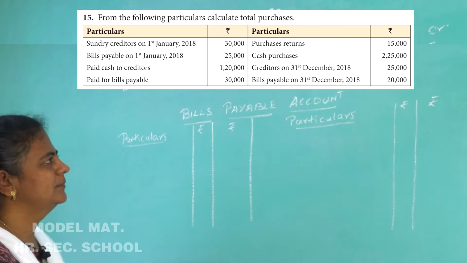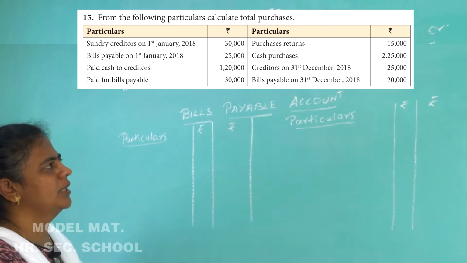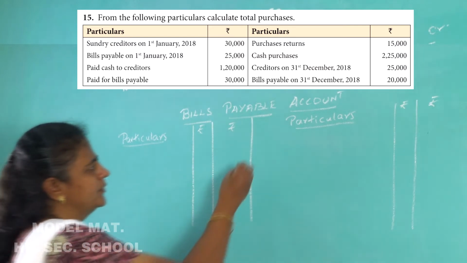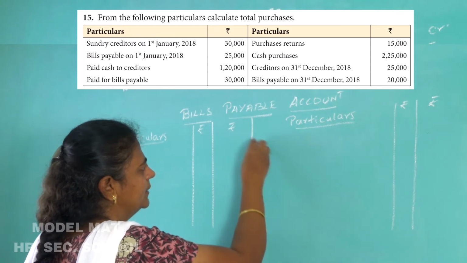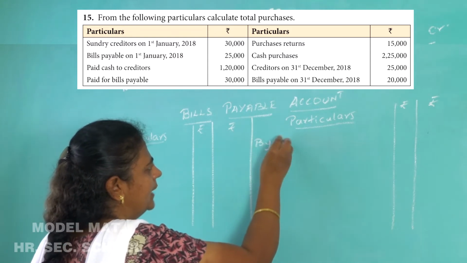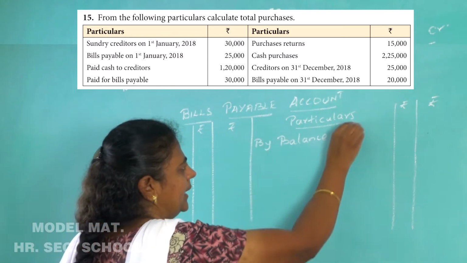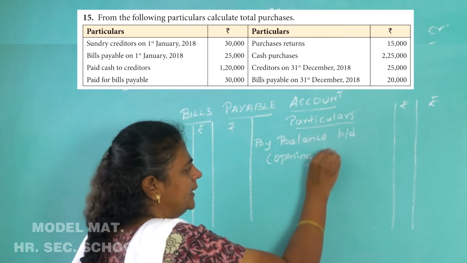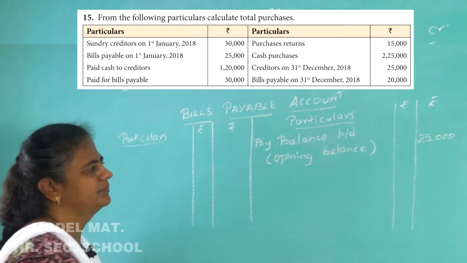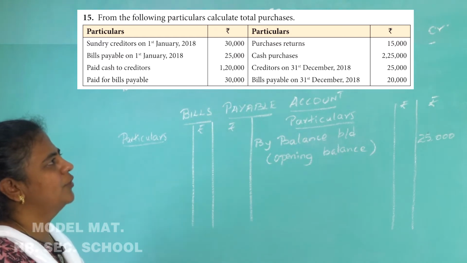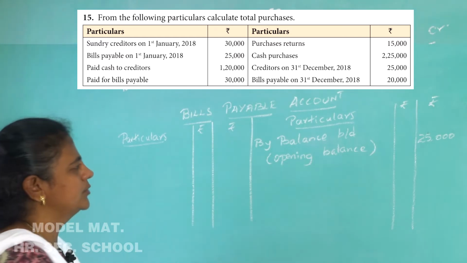Look to the question. Bills payable on 1st January 2018 is 25,000. So bills payable is a liability. All liability will have only credit balance. So bring down the opening balance here. By balance brought down. Opening balance 25,000.